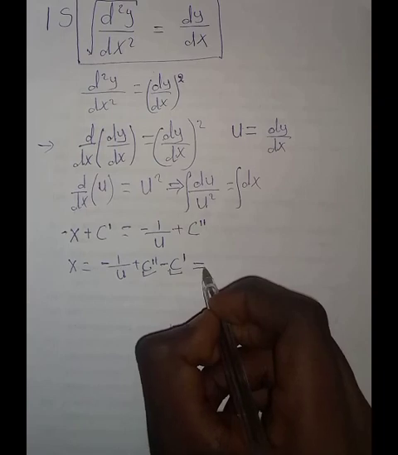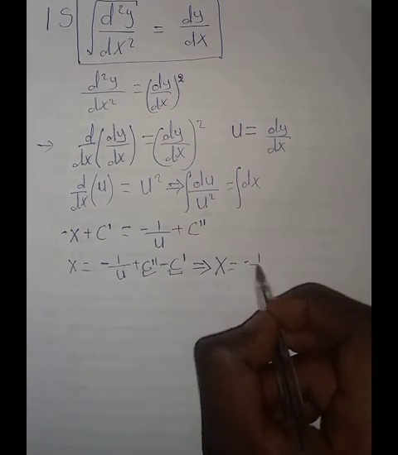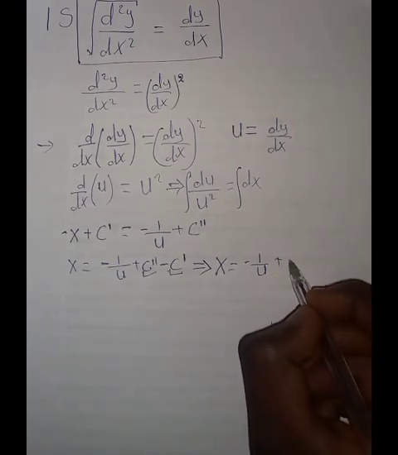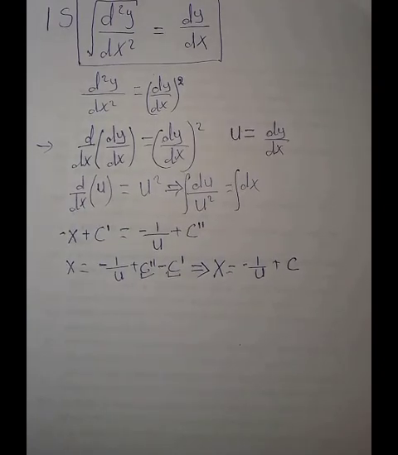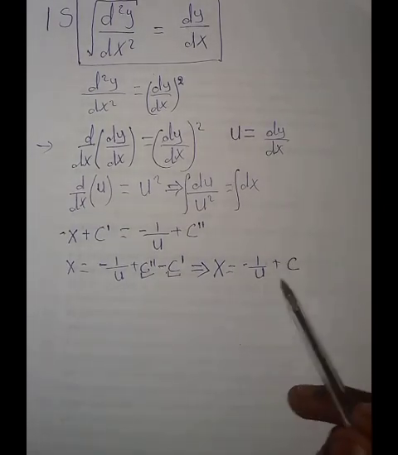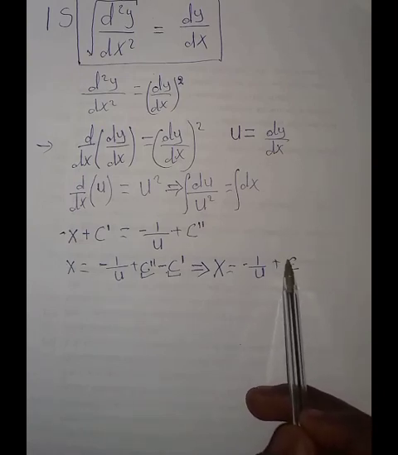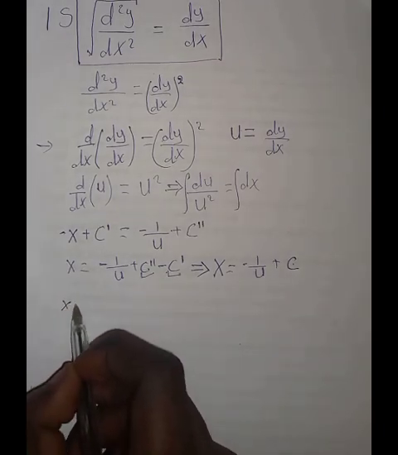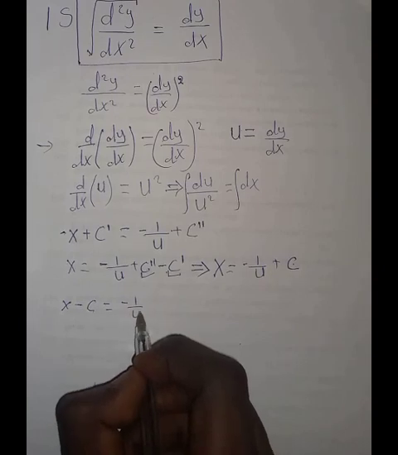So this equation now translates into x, which is the same as -1 over u plus just a certain constant c, right? Cool. So in this case now, I will make u the subject. By making u the subject, I'll simply bring c to the left hand side such that I'm going to have x minus c, which has to be negative 1 over u.